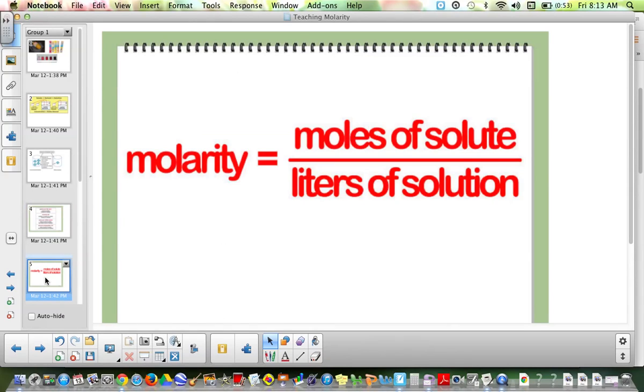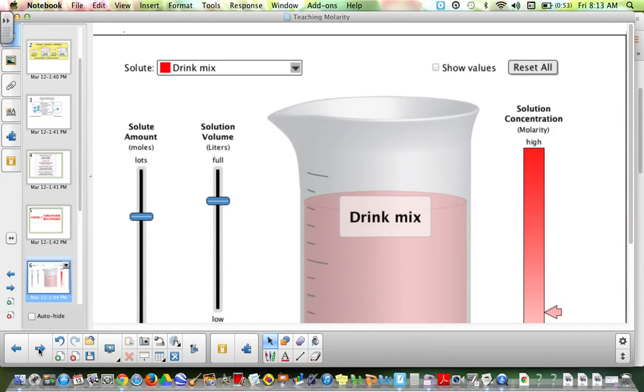So this is what you're going to need to memorize. Molarity is a way of measuring concentration. It is the moles of the solute divided by the liters of the solution. Okay? So it is the number of moles of Kool-Aid per volume of solution. If I have a high molarity, that means it's very concentrated. If I have a low molarity, that means it's very dilute. Everybody cool so far? All right, so now we're going to play a little bit with the sim.